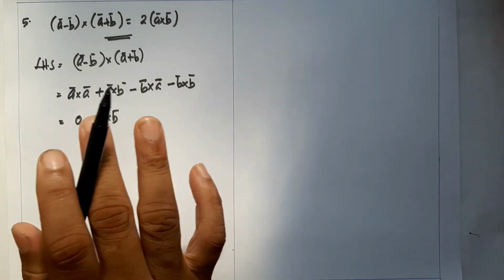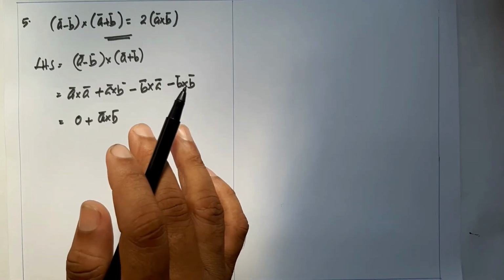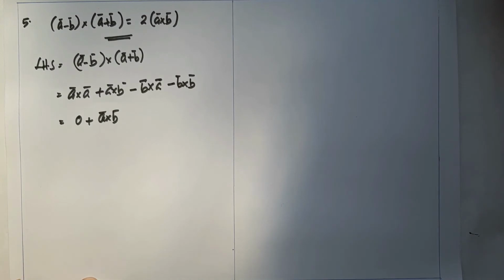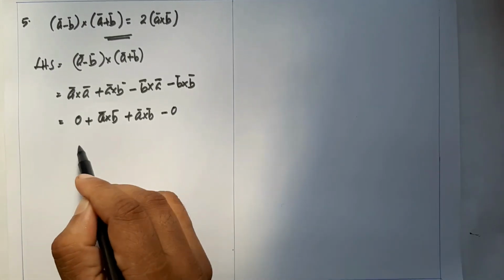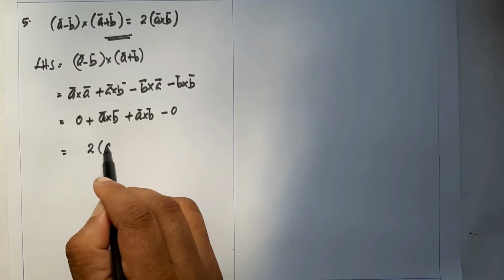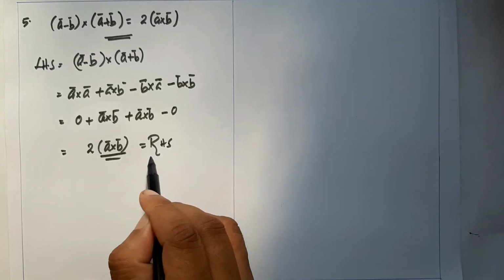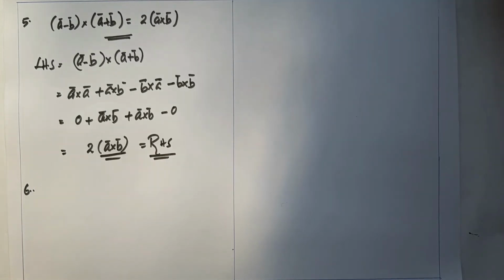You know, cross product is not commutative but anti-commutative. A cross b is not equal to b cross a but equal to minus b cross a. So minus b cross a is equal to a cross b. That is a cross b plus a cross b, we get the answer 2 into a cross b, which is equal to RHS. That's all. It's a very simple type of question. Prove that type questions. Okay.